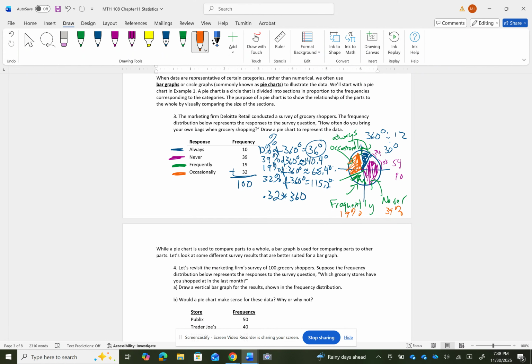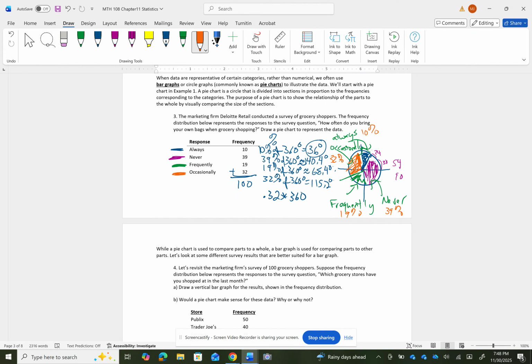So you've already seen pie charts that look like that, okay? And so this is kind of the idea. If you were trying to create one yourself, this is how they get created. So always was 10% and occasionally was 32%, okay? So, of course, if I wanted to, I would do that larger and clean it up, but I'm just trying to give you a sense of how they do it.